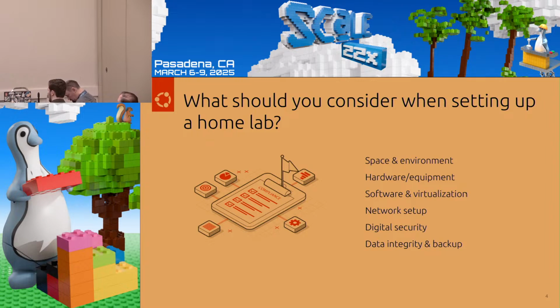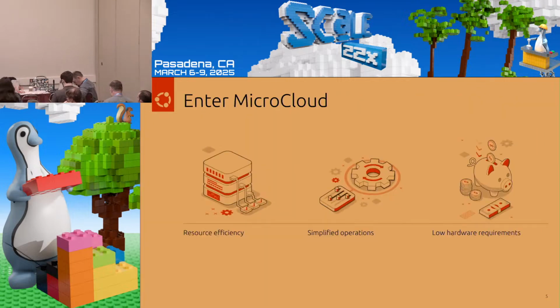You need to think about your network setup, especially if you're going to be running some risky things. You might want to isolate your lab from the other things you have running in your home network. And then you should think about security, data integrity, and probably having backups for some of the important things you might be running there. So enter MicroCloud.